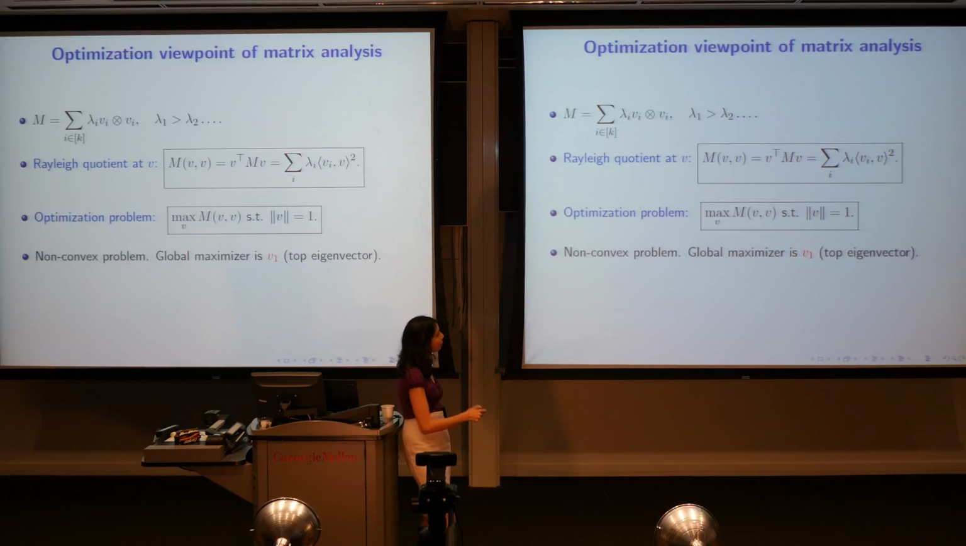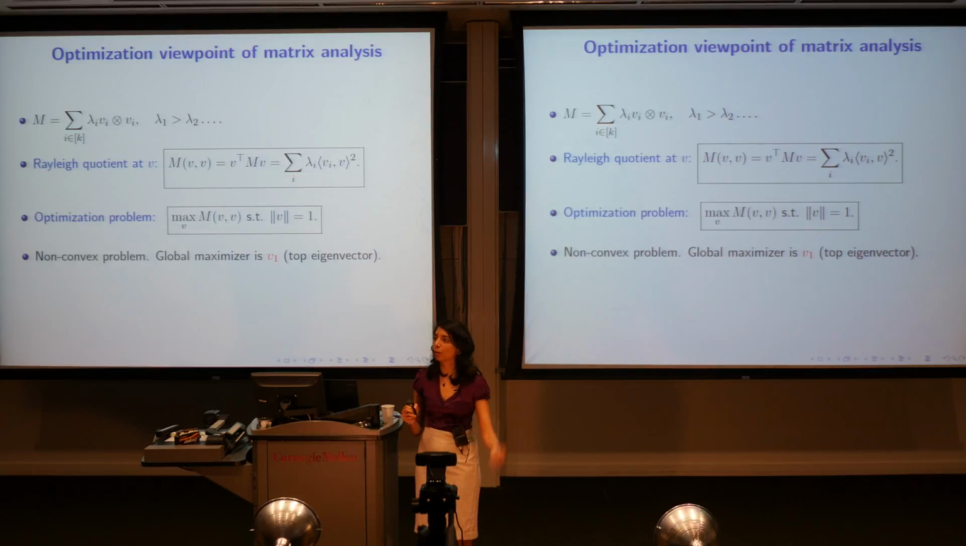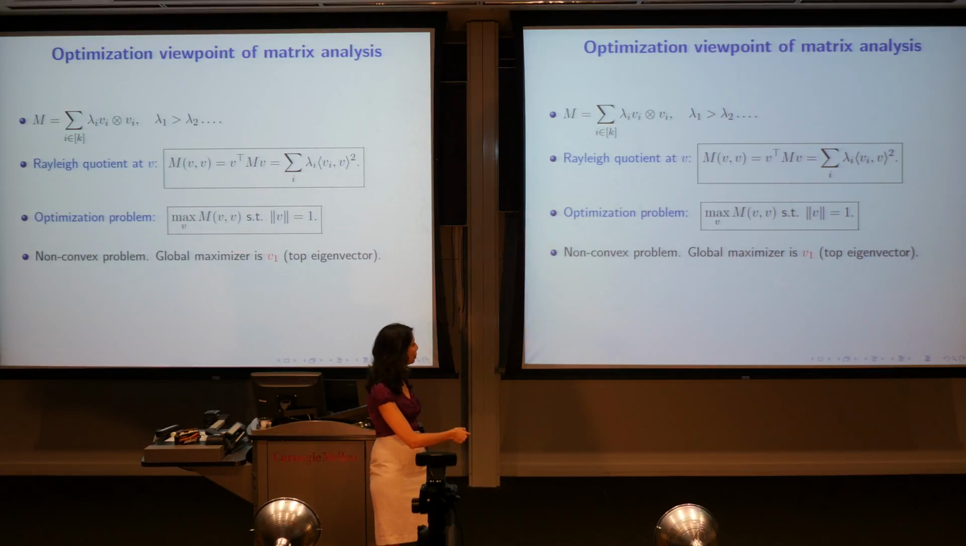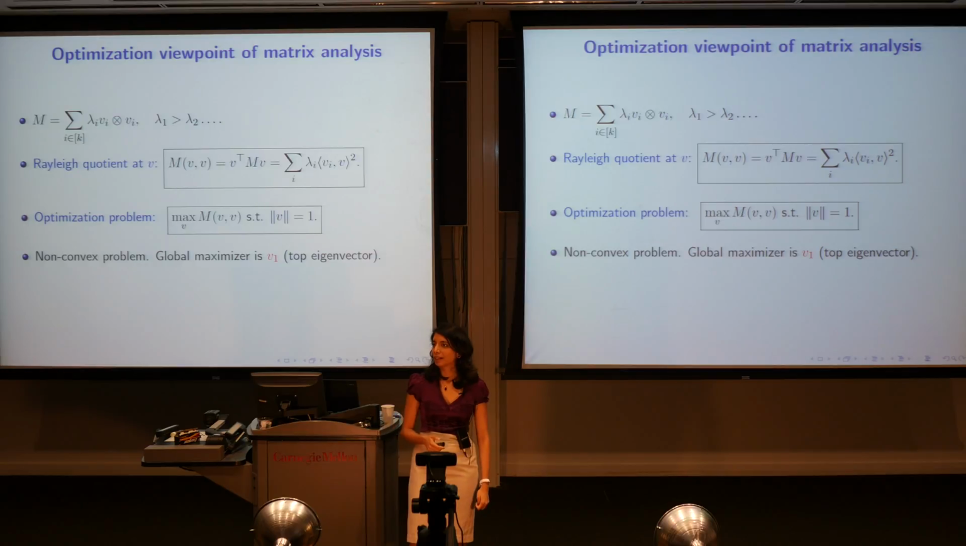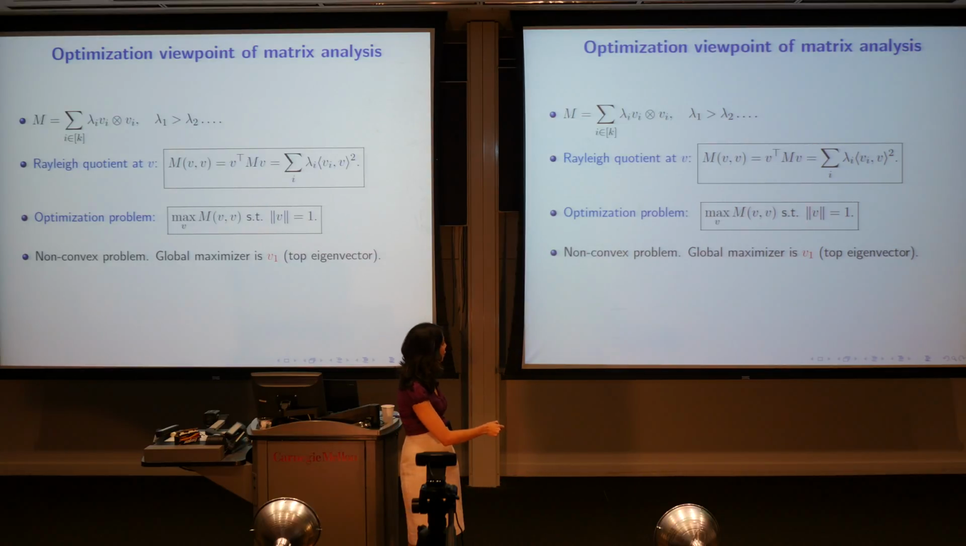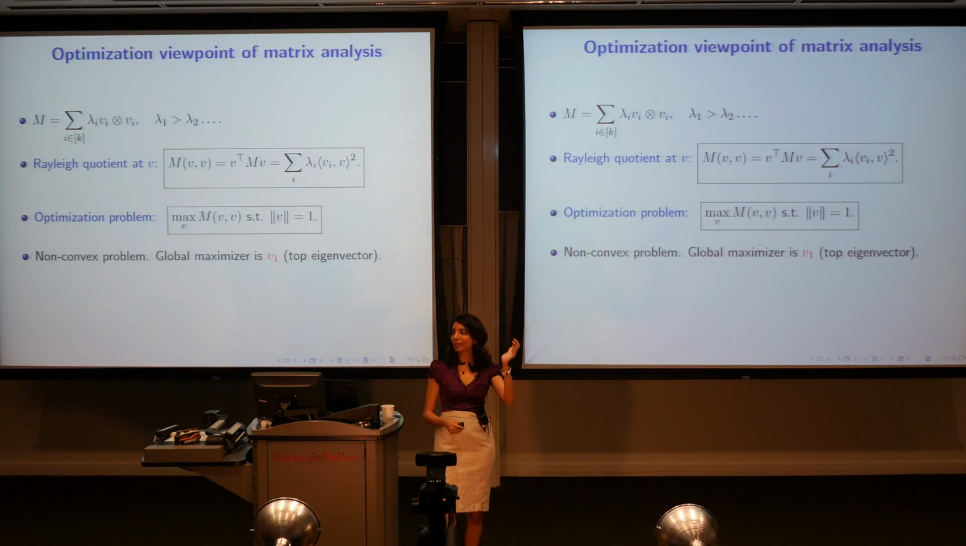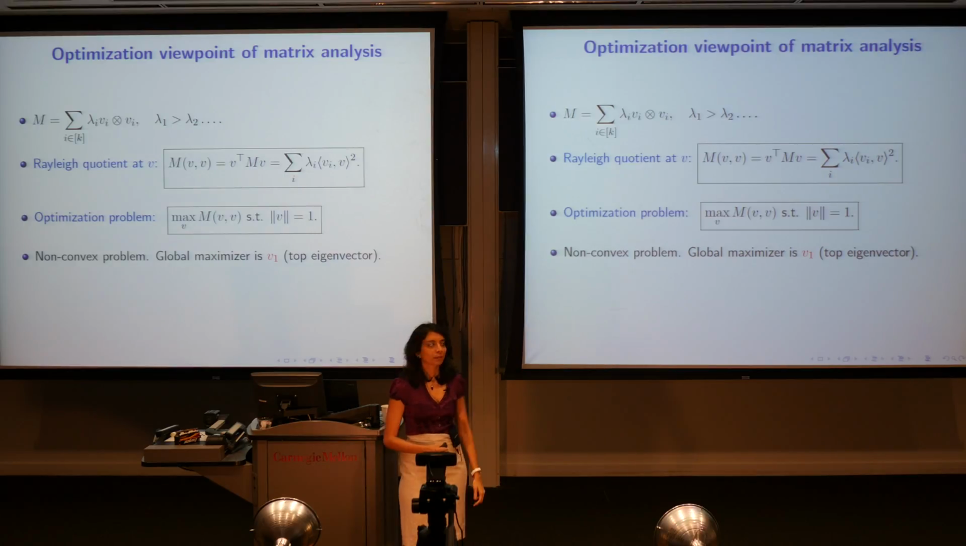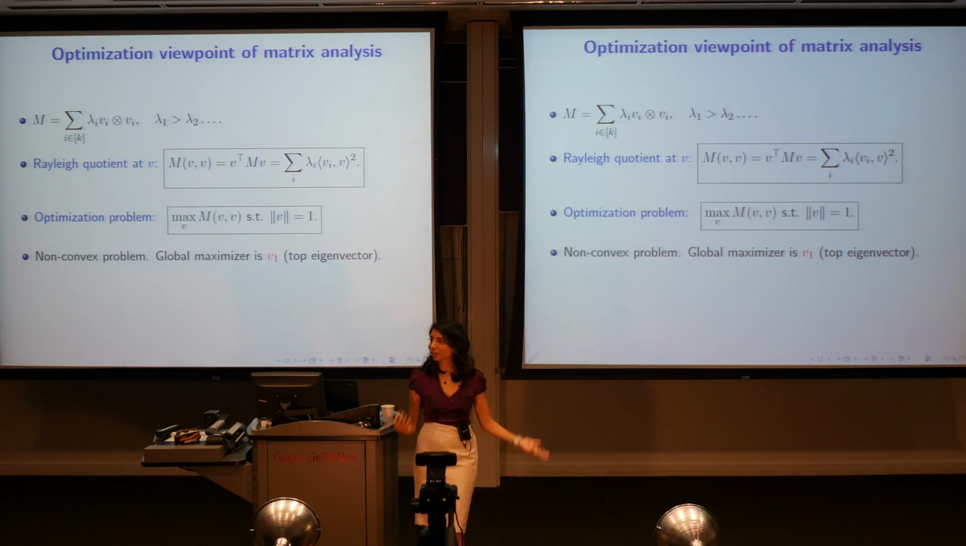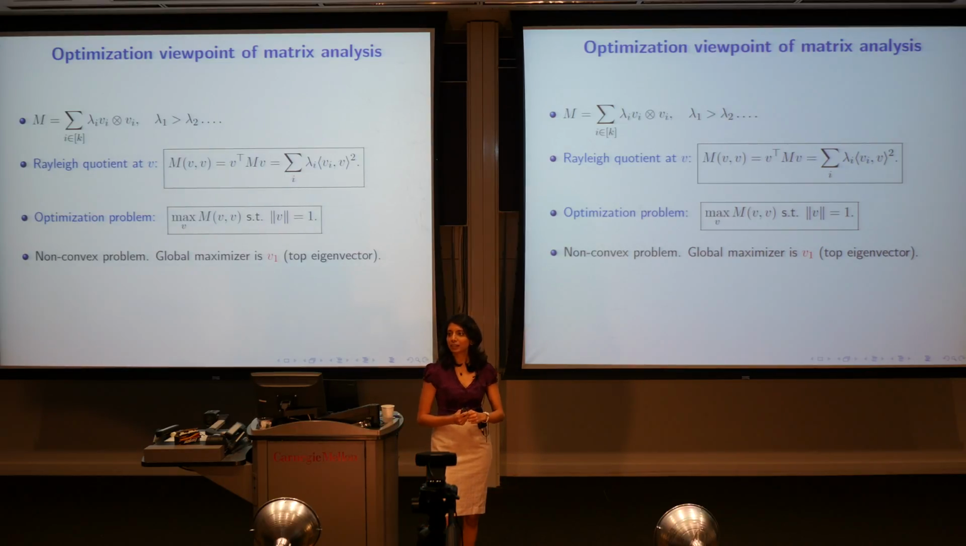I think it's pretty easy to see that the global optimizer for this should be the top eigenvector. Because if I take V to be the top eigenvector, I get lambda 1, the top eigenvalue, as my answer, and at any other point it can only be lower. So this is the global optimum of this problem. And indeed, this is a non-convex problem because I have this norm constraint. So that's kind of obvious.